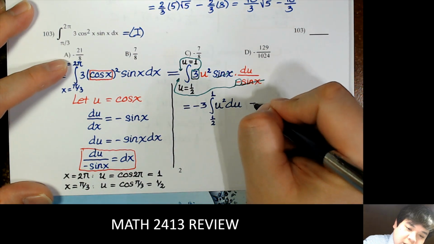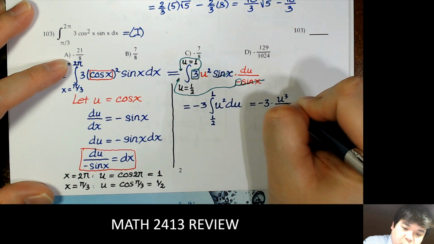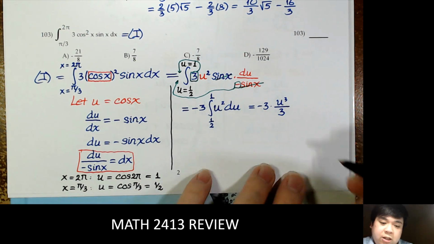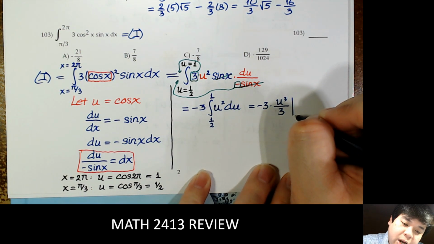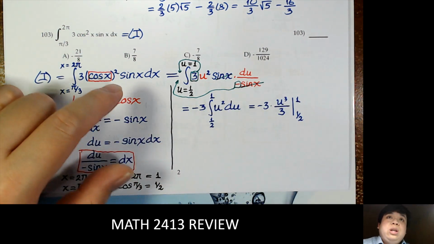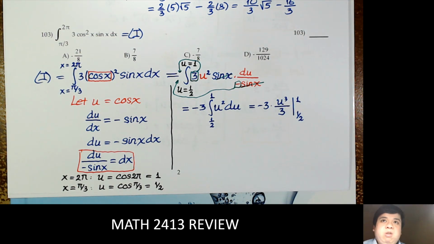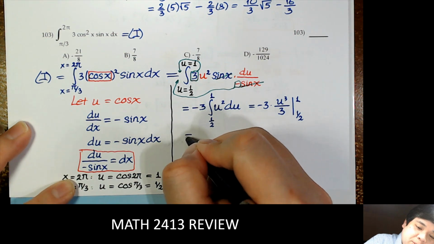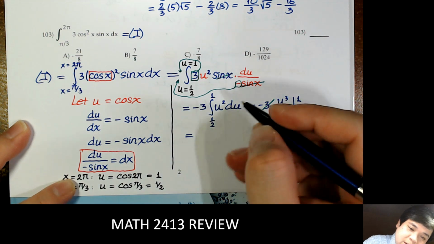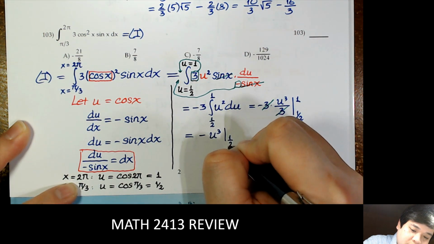Integral of that is negative 3 u cubed over 3. Just standard power rule. And then go from 1/2 to 1. Once again, we did change the limit from x to u. So now we have u and we have the limit for u. Perfectly fine. Don't need to go back for x. Cancel out. We have negative u cubed going from 1/2 to 1.